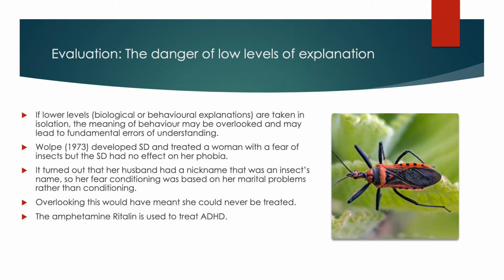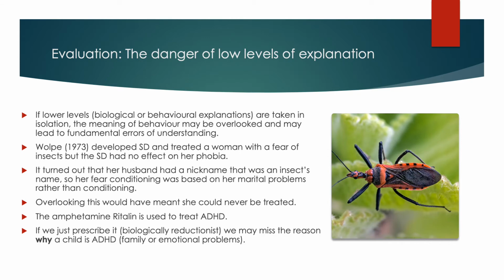Another example is when people have ADHD, they're given this amphetamine called Ritalin. And this completely ignores any other reasons why this child might have ADHD. They might have family or emotional problems. They might have learned to behave in that way through looking at role models. There's lots of other explanations that could explain ADHD. Whereas if you're taking a biological approach to this, you tend to just say, okay, just treat it with drugs then. Let's not look at anything else. Drugs will treat it. When actually it might not.